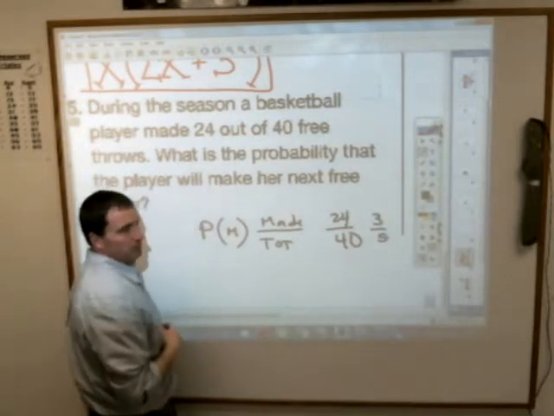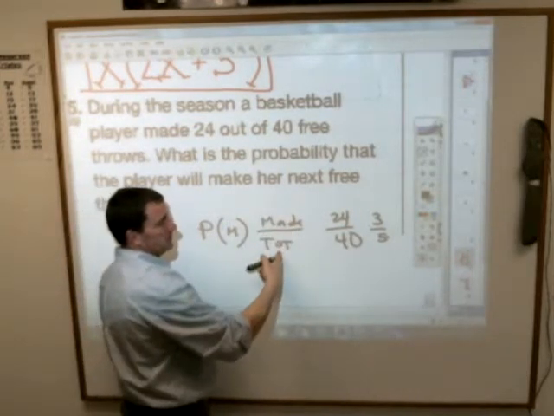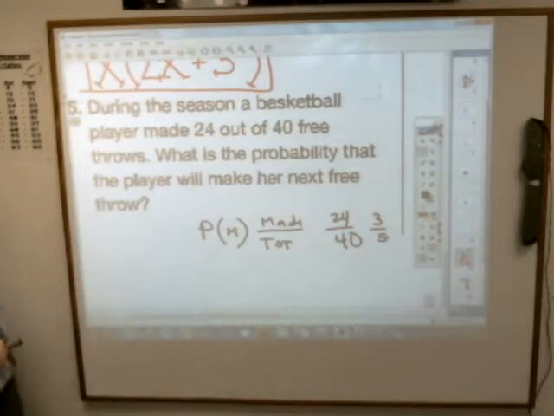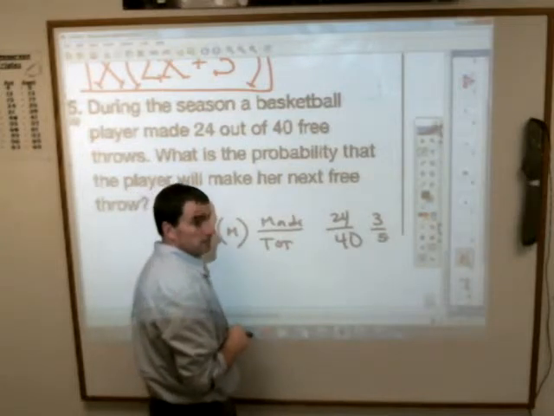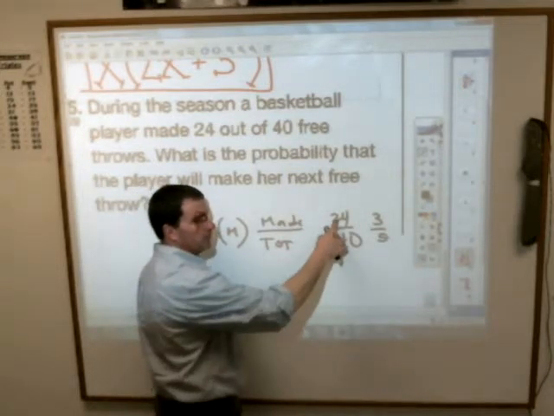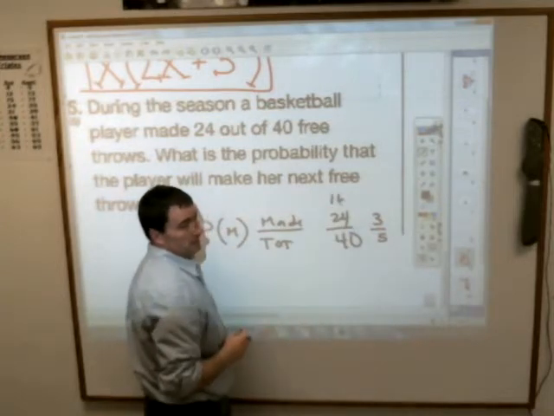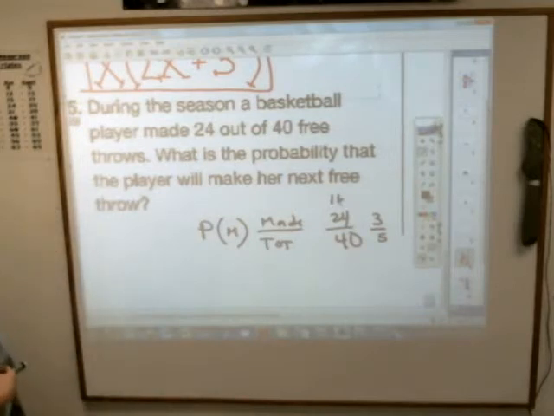If they had asked you the probability she's going to miss it, that would be the one she missed on the total, which would be the opposite or the complement of that, as we say, 16 out of 40. There's really not too much to this one. So you would just divide. No, just leave the fraction. No, I mean like the 40 and the 24 you would subtract. Because if she made 24 out of 40, that means she missed 16 out of 40. It's a subtraction. You're cutting them into those two pieces.